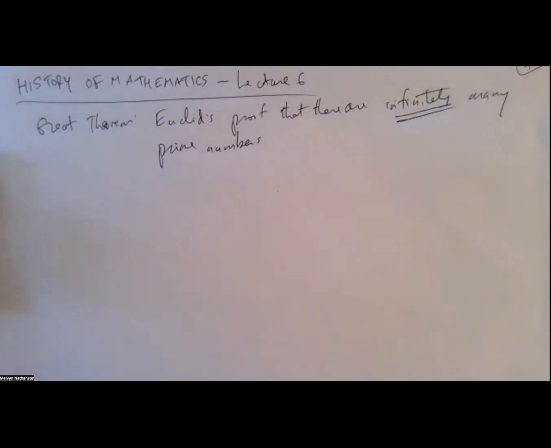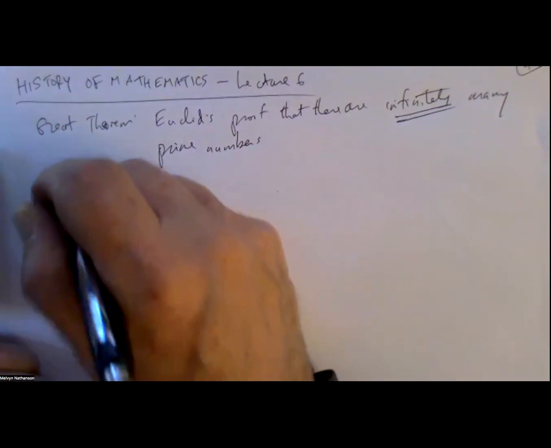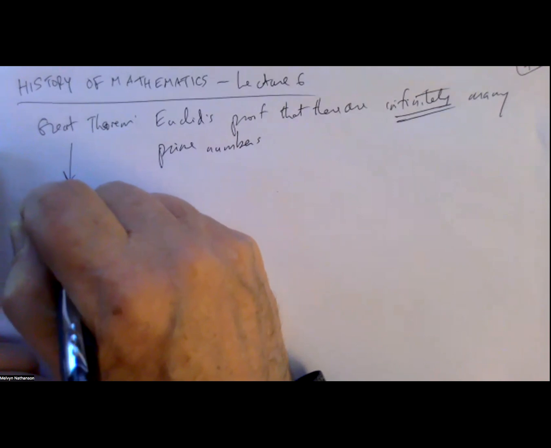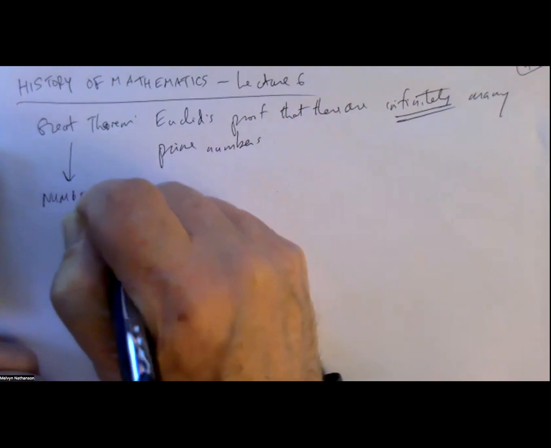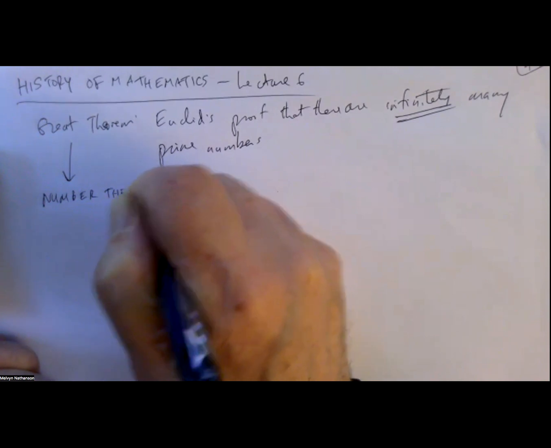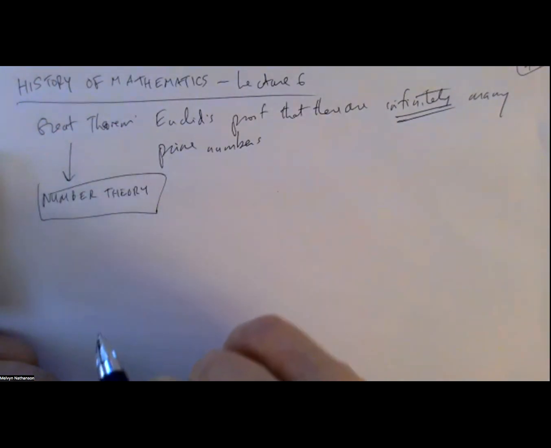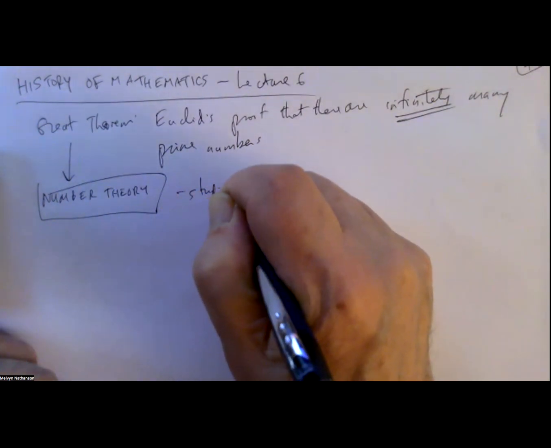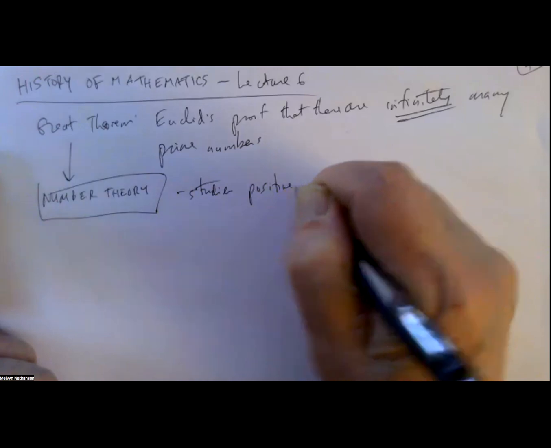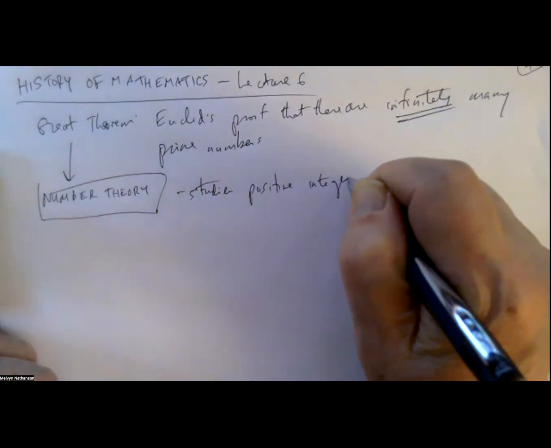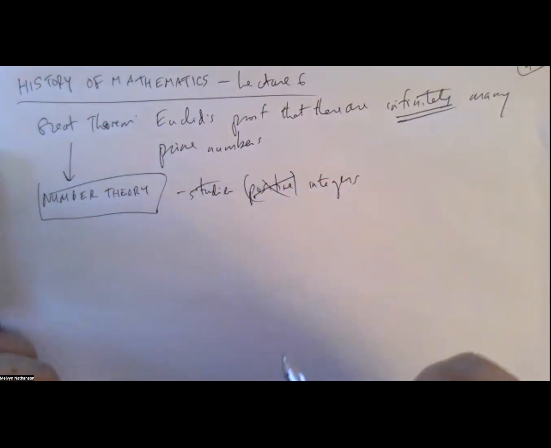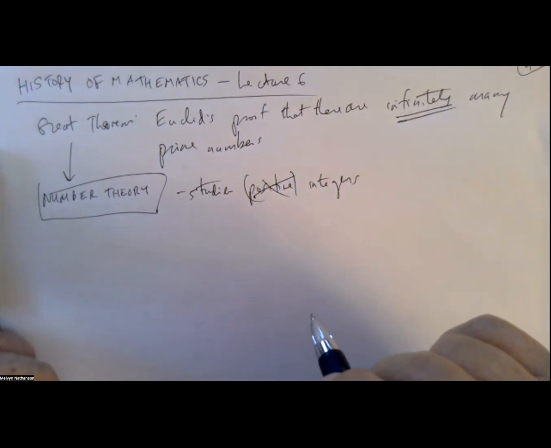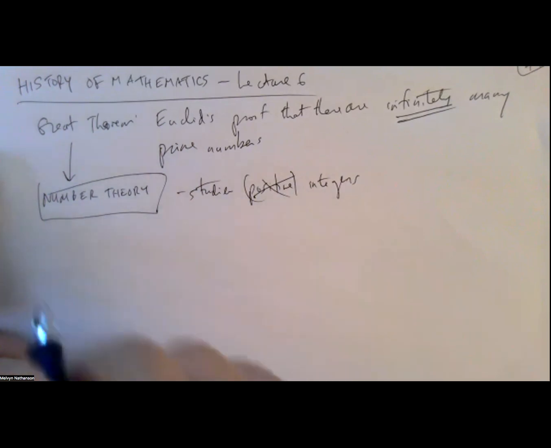So let's start by reviewing what is a prime number. This is all part of what is called number theory, which is the study of the properties of the positive integers, or more generally, just the integers. But in what we're talking about today, it's only positive integers.